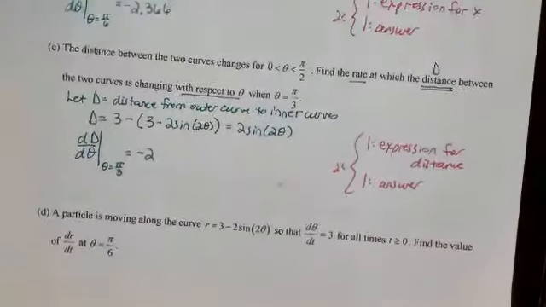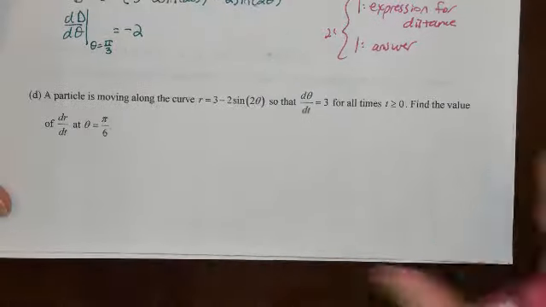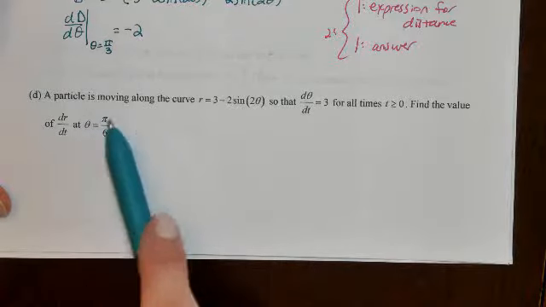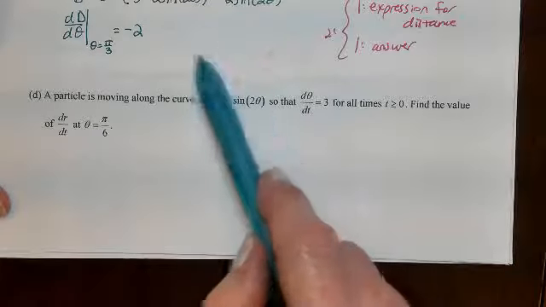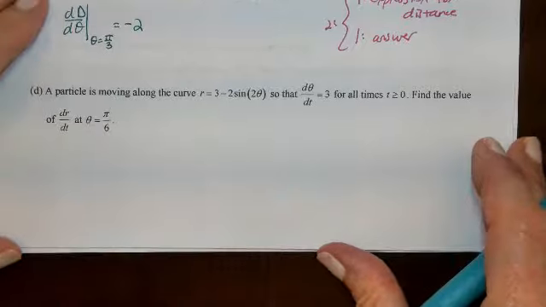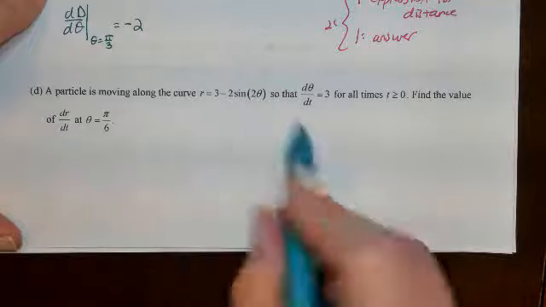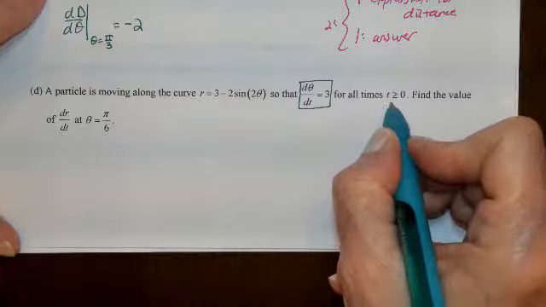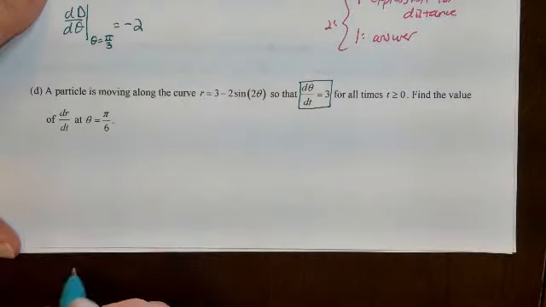Okay, one more part to this problem. Part D. A particle is moving along the curve. So notice that in these last two problems, they included a parametric, a motion of a particle within these problems, within this polar problem. Okay. It's not uncommon for them to do that. They've been doing that recently. Okay? A particle is moving along that funky curve again, so that d theta dt is 3 for all times. Find the value of dr dt at theta equals pi over 6.